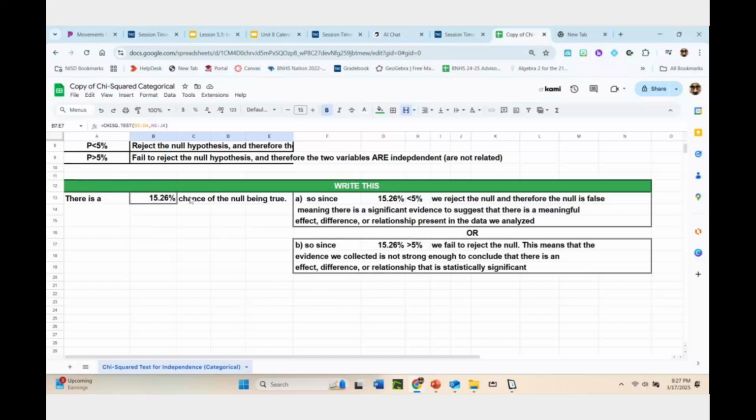So since 15.26% is greater than 5%, we fail to reject the null hypothesis, which means that we do not accept it. The null hypothesis, remember, says there is no relationship between the variables. We fail to reject the null hypothesis. This means that the evidence we collected is not strong enough to conclude that there is an effect, difference, or relationship that is statistically significant. And that's all we need to write about this.